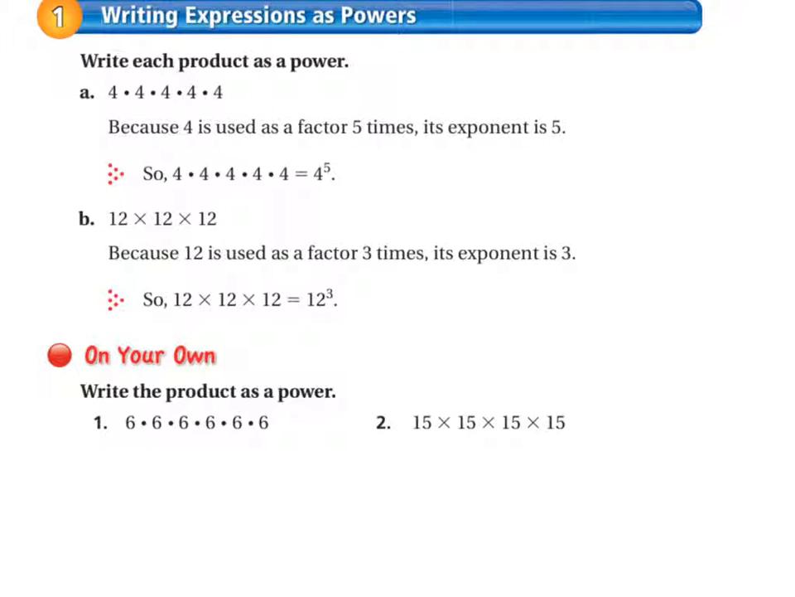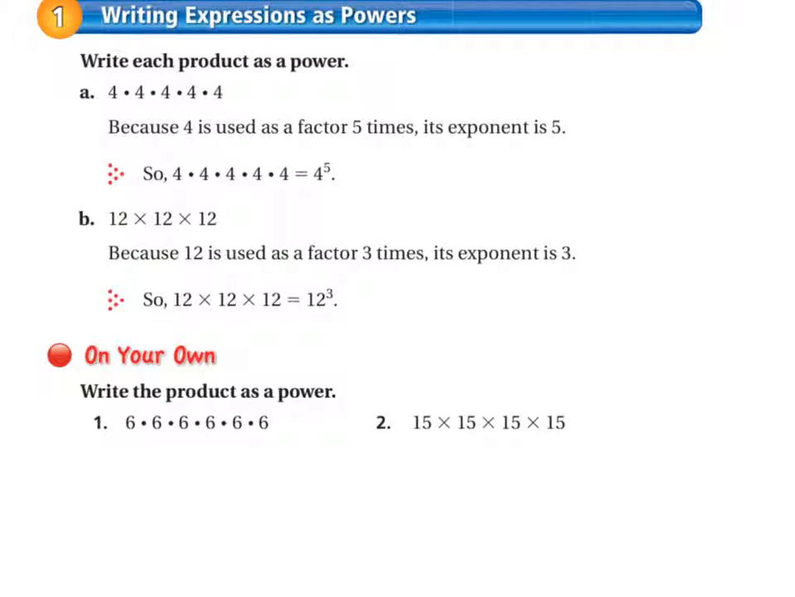Writing the product as a power, again, product means to multiply, so you'll see that we have some problems here that are all hooked by multiplication. So we have 4 times 4 times 4 times 4 times 4. If we just count those up, I have 1, 2, 3, 4, 5 bases that are the same. My base always stays the same, and then I change my exponent to a 5 because I had 5 of them written. Same thing with 12 times 12 times 12. I count them up, 1, 2, 3. My base stays the same. I write 12 to the 3rd power.